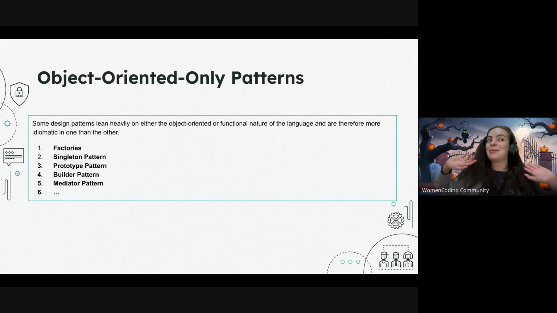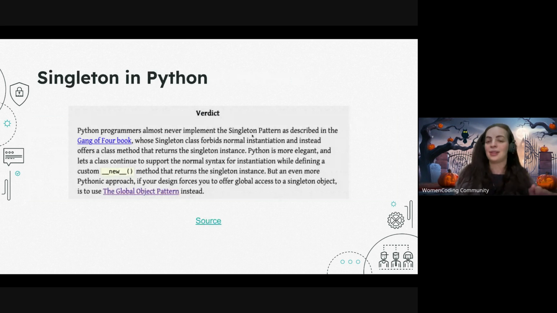And we have object-oriented-only patterns, which are factory, prototype, builder. Mediator, we'll talk about it at some point. But as you see, the suggestion is that factories, abstract factory and factory method, and singleton and prototype and builder, we shouldn't use for Python, even if we can, and we can, because Python is an object-oriented programming language. We can do all these ideas in Python. However, we wouldn't. And let's go first to singleton.